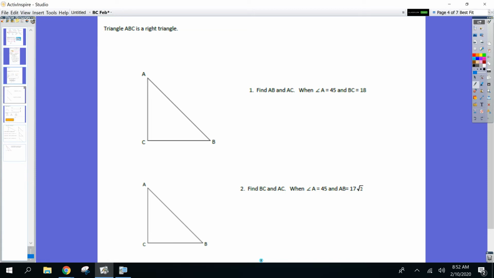Angle A is 45 degrees. You can assume this is a right triangle. BC is 18. What's AB and AC now?